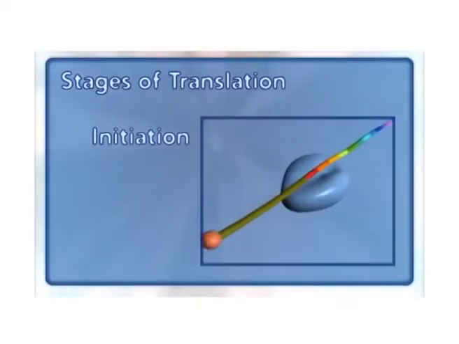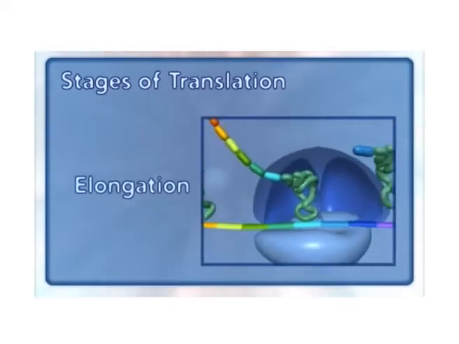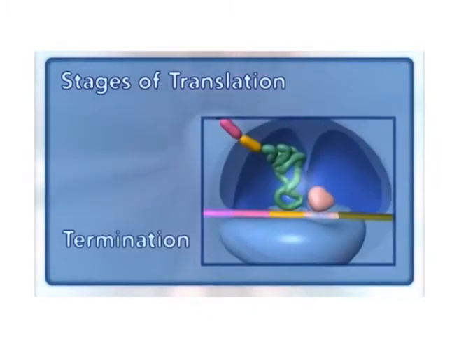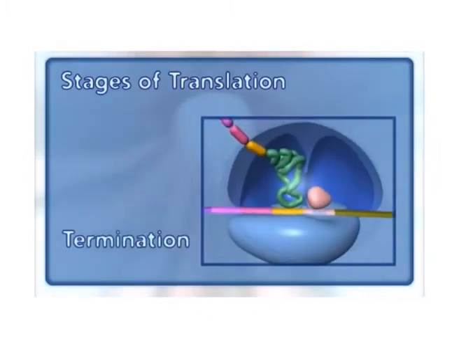The ribosome is able to identify the start codon by use of the Shine-Dalgarno sequence of the mRNA in prokaryotes and the Kozak box in eukaryotes. The 3 stages of protein synthesis are: first initiation, second elongation, and third termination.